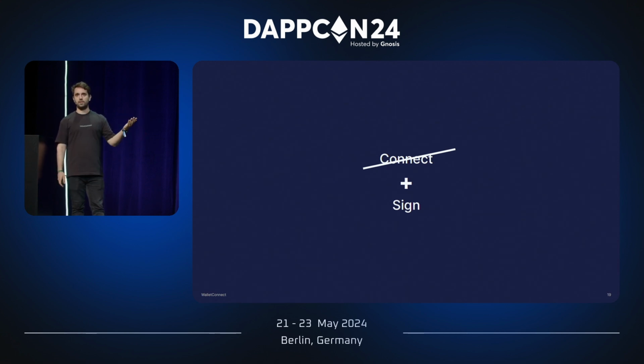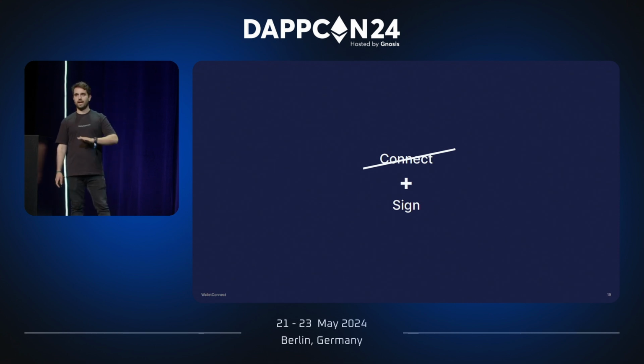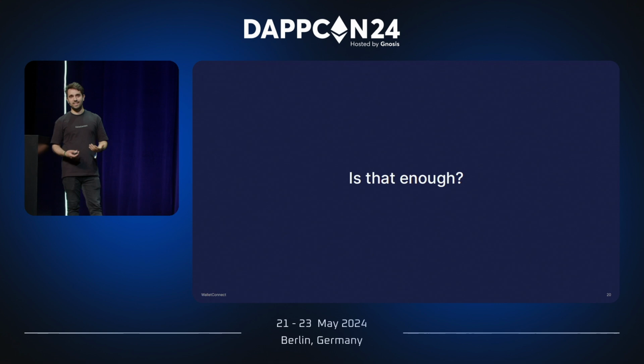So why don't we just scrap the connection part and skip it to the session? With CAIP-222, which is a chain-agnostic standard, so it would work for all the EVM chains and outside of it, we would have a single step where we can sign in right away without actually having a connection, but you're still able to establish a session with the application, and prove at the same time that you own that wallet. So that was already a big step, but is that enough?